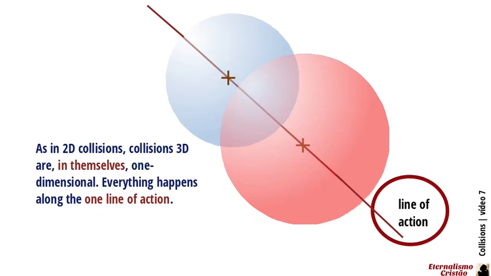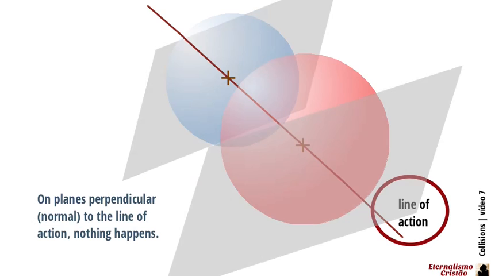As in 2D collisions, 3D collisions are, in themselves, one-dimensional. Everything happens along the one line of action. On planes perpendicular to the line of action, nothing happens.